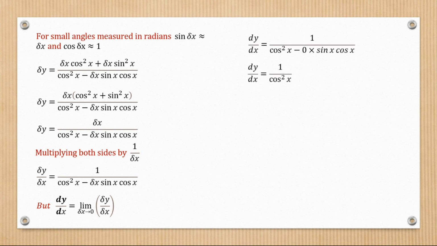So we shall be left with dy dx being equal to 1 over cos squared x, and we know that 1 over cos squared x represents sec squared x. So therefore the derivative of tan x is sec squared x.